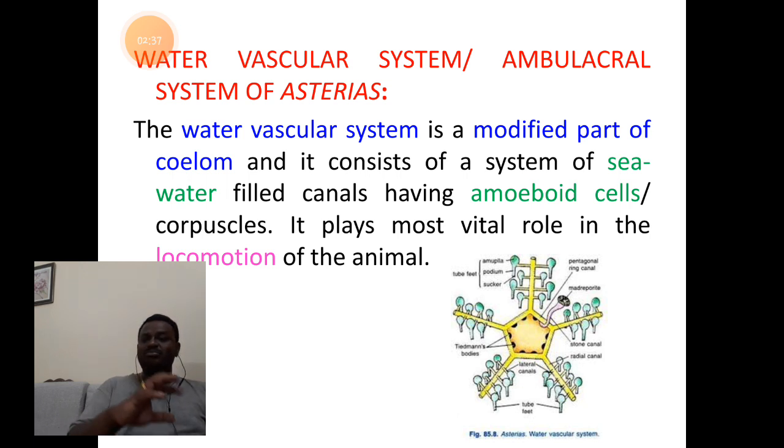It's a very active moving organism. So, for locomotion, the animal needs a particular system called water vascular system or ambulacral system. So, what is water vascular system? It's a system that helps the organism in the process of locomotion. When we look at the larval stage of the Asterias, in its bipinnaria larva, we find a part called hydrocoel. That hydrocoel of the bipinnaria larva develops into the water vascular system in the adults.